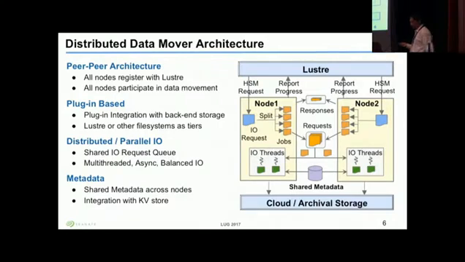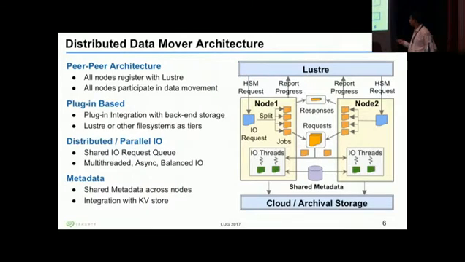A quick look at the data mover architecture. The first thing to note is that it follows a peer-to-peer approach where all nodes are considered equal. This means that all the nodes register with Lustre as copy tool, and all nodes participate in data movement. And I'll explain that in some time. The advantage of this approach is that it can scale to a large number of nodes. Besides, there is no single point of failure in the system.